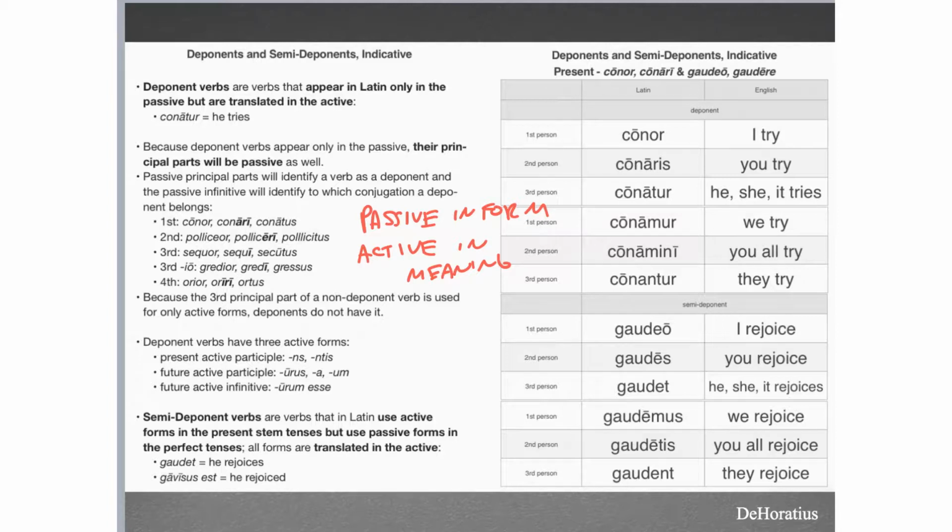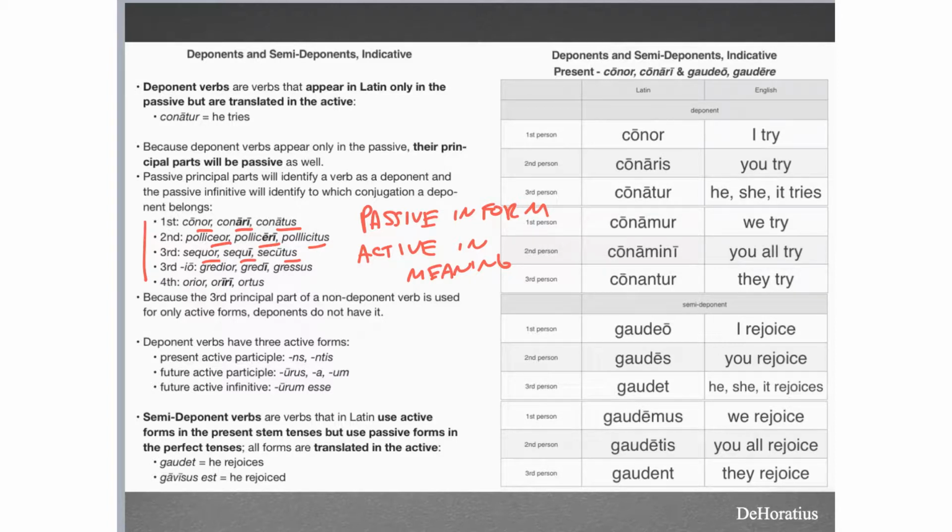One thing to get used to is that you can see examples here that the principal parts will all be passive, of course, right? Because if deponents are passive, then it follows that their principal parts will be passive as well. So that is the main way to identify a verb as deponent, if its principal parts are in the passive. If in the vocab list all the principal parts are passive, that means that you're dealing with a deponent. Now you might notice that there are only 3 principal parts.